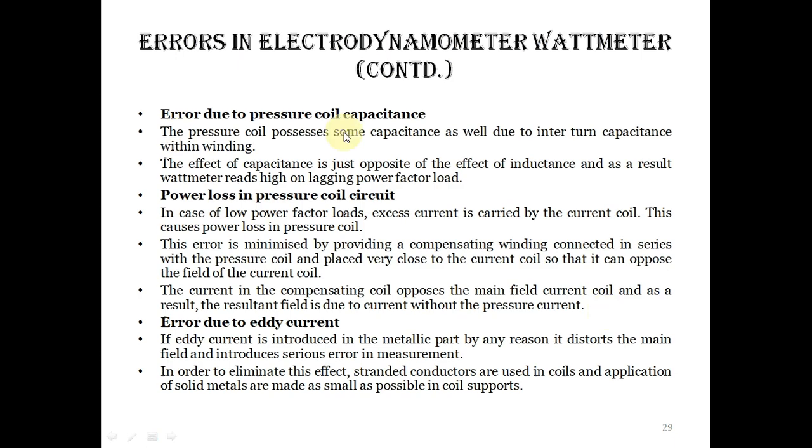Error due to pressure coil capacitance. Obviously whenever a coil is there, due to inter-turn capacitance some capacitance will be there, and fortunately the effects of capacitance and inductance of the pressure coil nullify each other to a certain extent. Power loss in pressure coil circuit: this is the most important thing, because you will get the answer to what the compensating winding is and what its utility is.